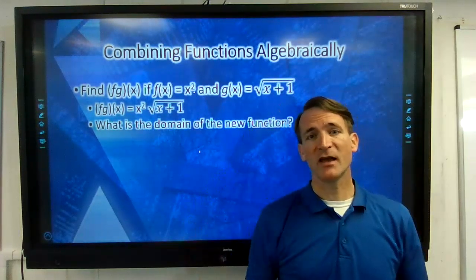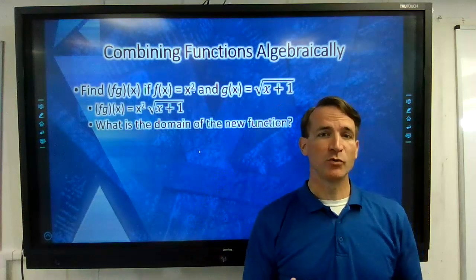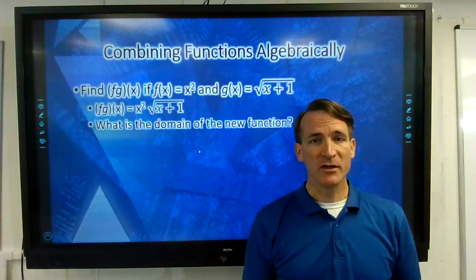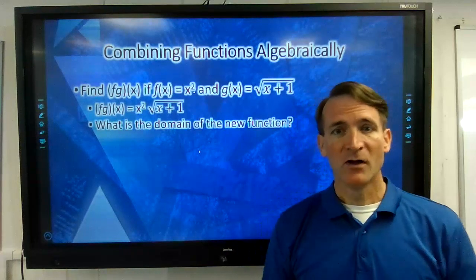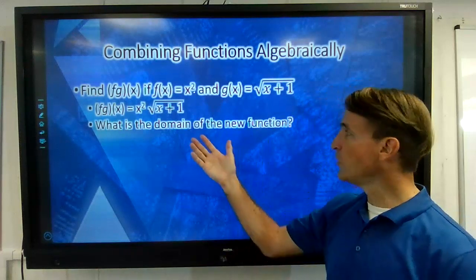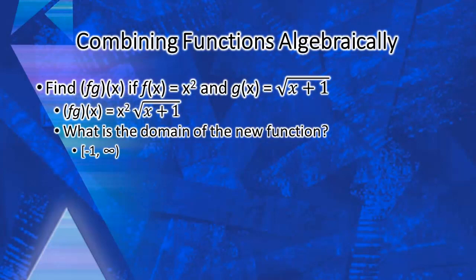If I were to do that, I'd get an imaginary number, which would not work. So I'm limited to values of -1 and above. Well, the same is going to be true when I multiply my two functions together, and I get something like this. My domain is still starting at and including -1, going all the way out to positive infinity.